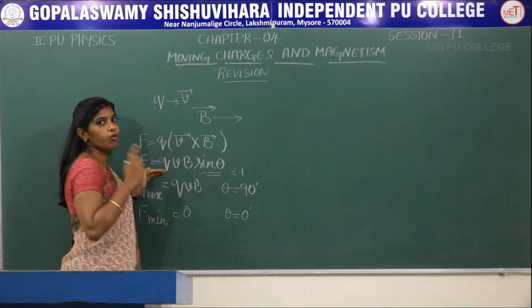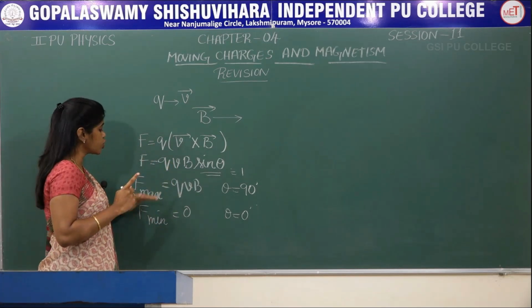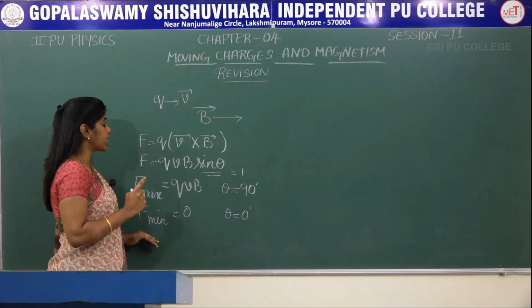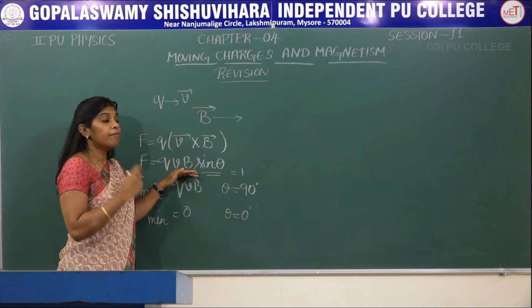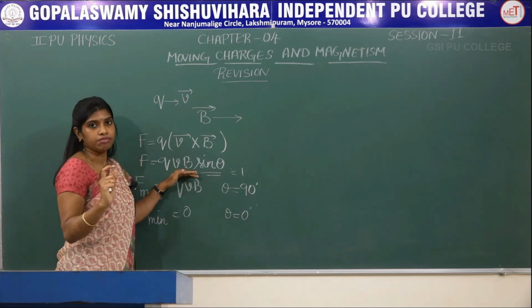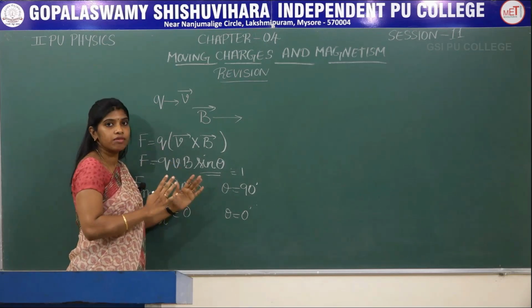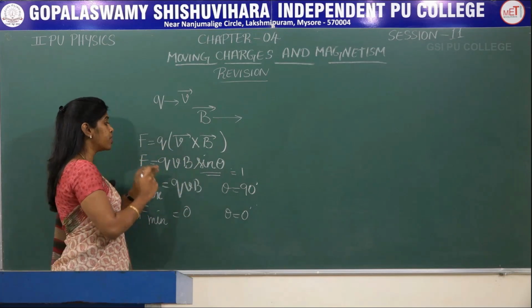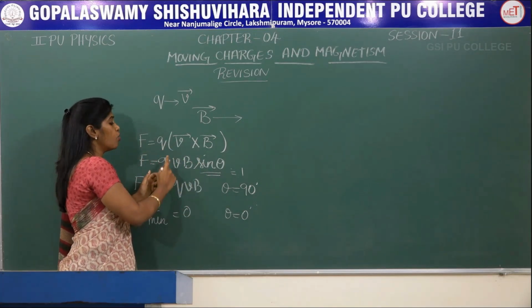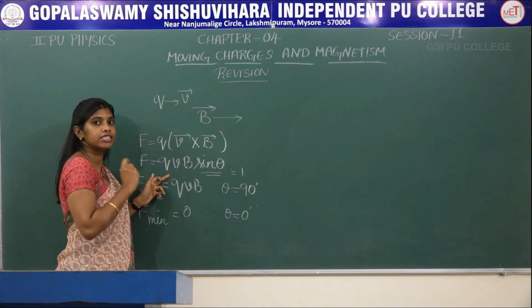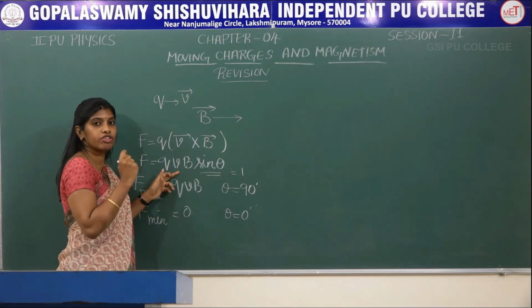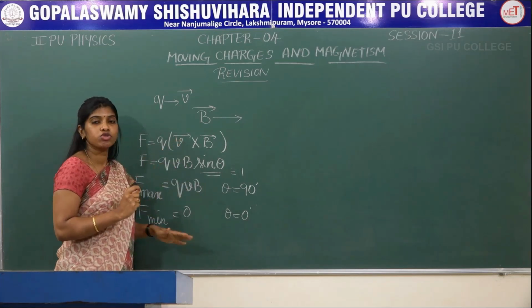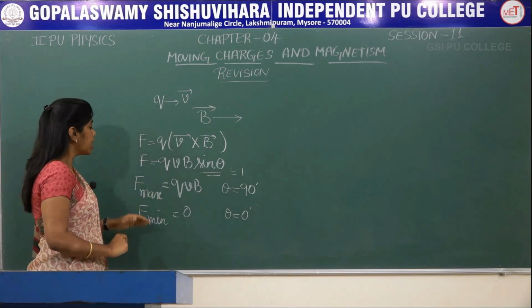These formulas will be asked for 1 mark. You should also remember when the force is maximum and when it is minimum. And remember one more thing: whenever they ask you to write the formula, please explain the terms. If I say F is equal to QVB sine theta, then you have to explain the terms. Q is the charge of the particle, V is the velocity with which the particle is moving, and B is the magnetic field.